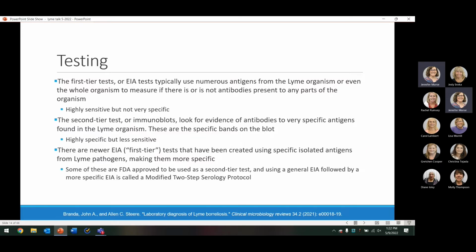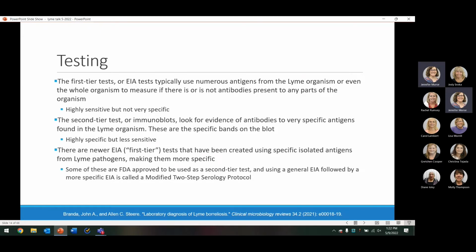So this is a much more specific test, but it's less sensitive. By having the two tests together, you have much less risk of having false positives. If you do just one of the tests, if you just do the EIA, you're obviously going to have a lot of false positives. And if you do just the Western blot, you could miss some, or you could have false tests that way too.